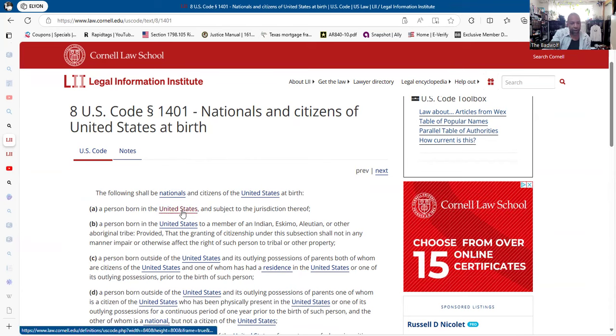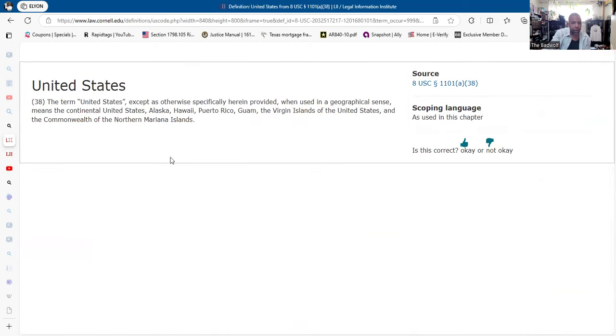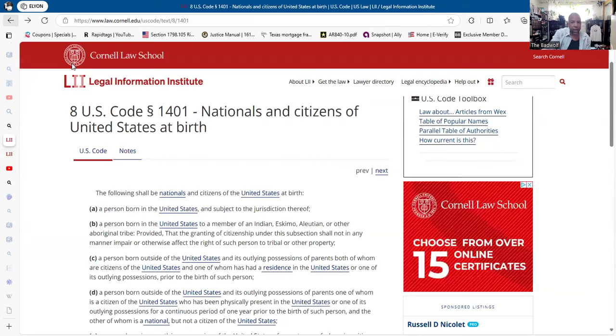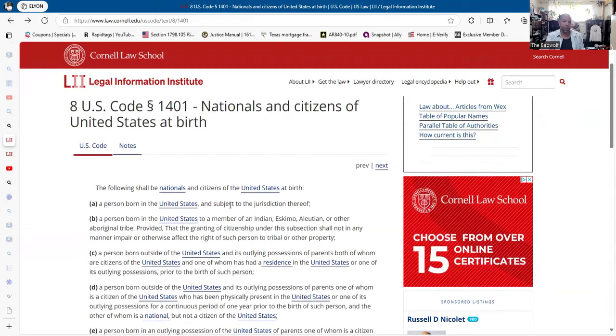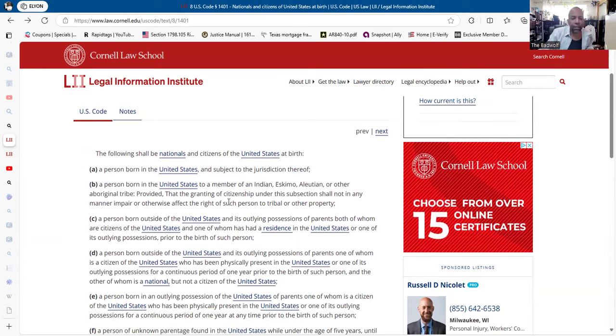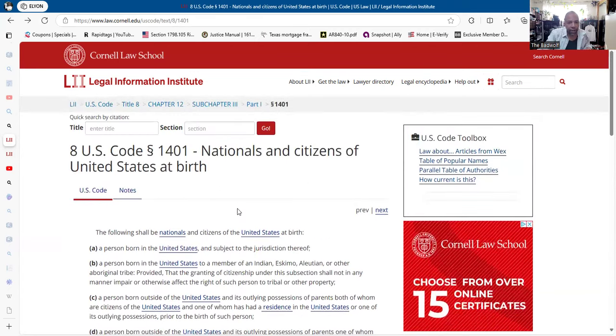So a person born in the United States, which would be America, just to double check, it says here when used in the geographical sense. So this is why, and really in here they should say all the 50 states, they get it confused with what you're trying to do. They think you're trying to do some crazy stuff because there's two different United States. There's United States and the United States.